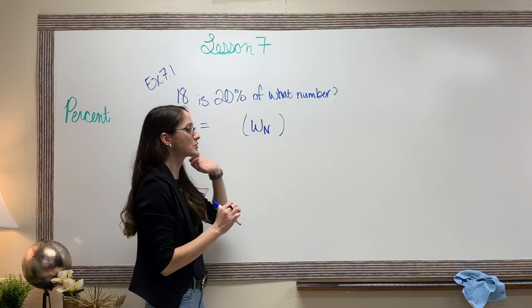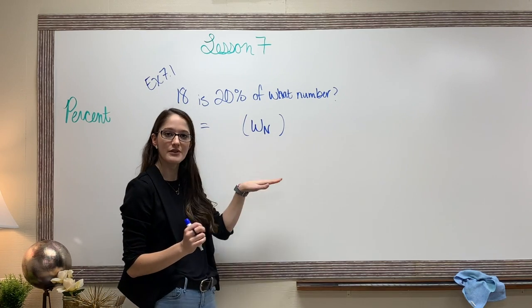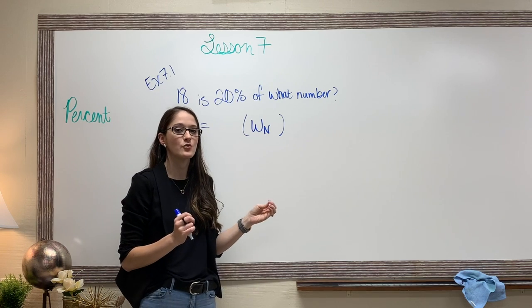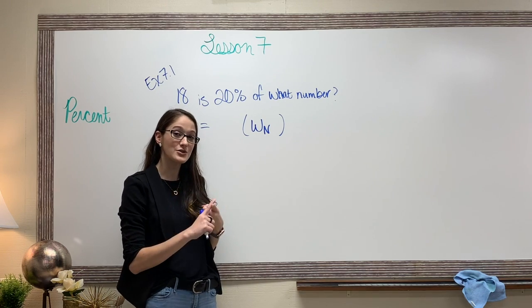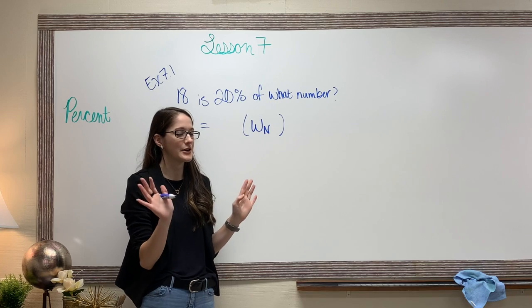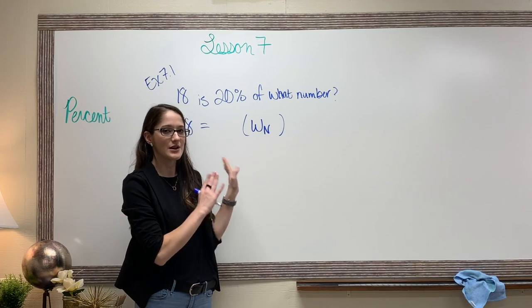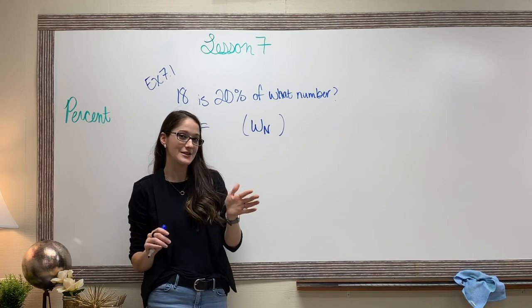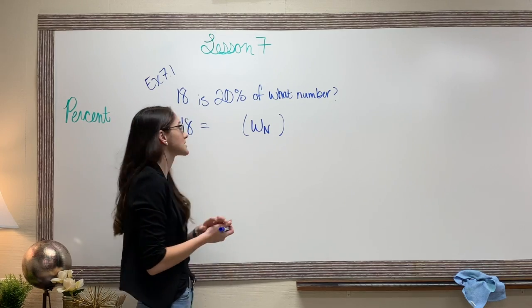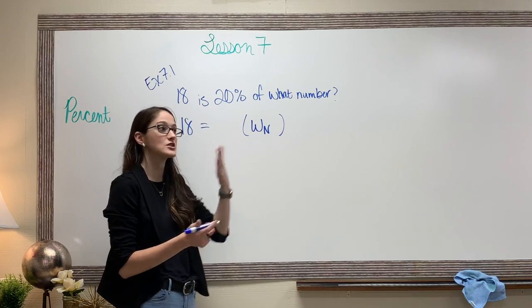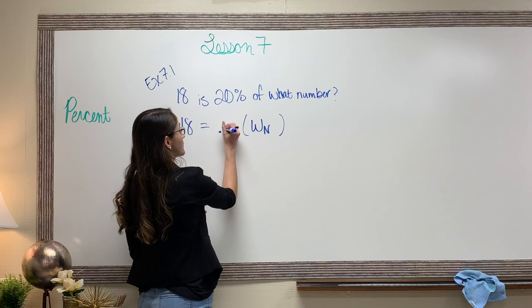So here, 20%. We can't compute things in percent form. We need to convert that either into a fraction form or a decimal form. I know I said I don't like either, but in this case I have to make the exception because that is how math works. So we're going to convert 20% into a decimal. So it's going to be 0.2.